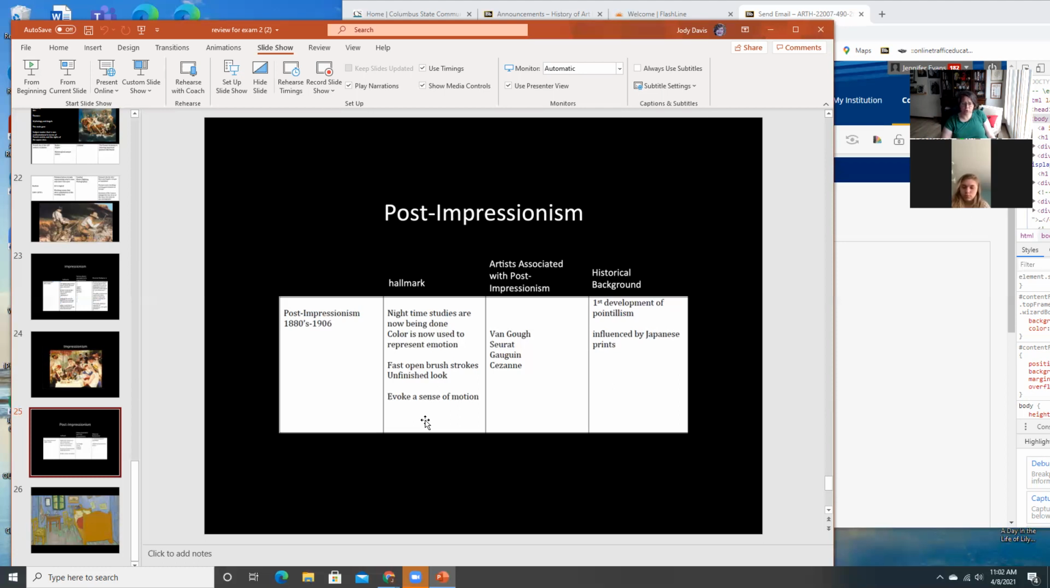Artists associated with Post-Impressionism were Van Gogh, Seurat, Gauguin, Cezanne, and sometimes Degas. Seurat develops pointillism, and we have this new craze called Japonisme, in which there was a love for everything that was Japanese.